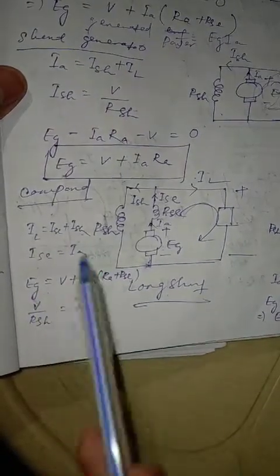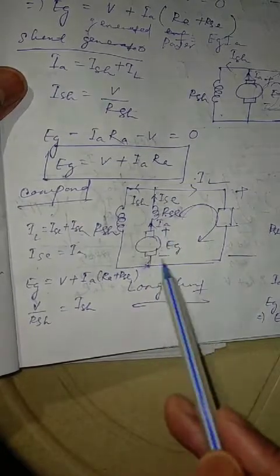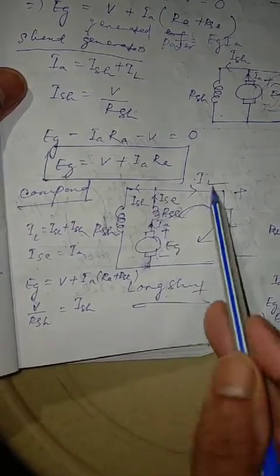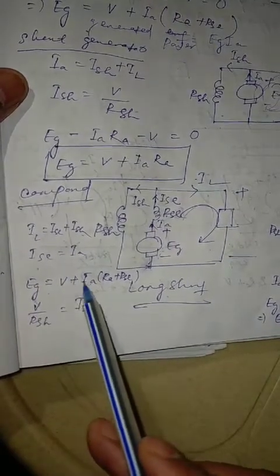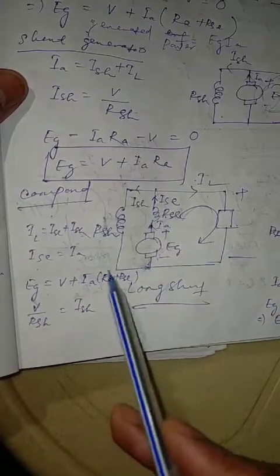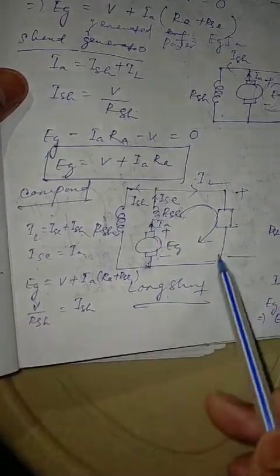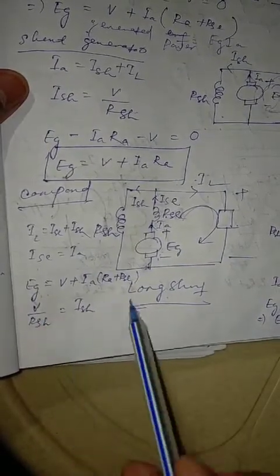Yes, apply KVL here. EG minus IARA, because this part is always EG minus IARA, minus IAC RAC, minus V equals 0. So what is the value of EG? V plus IA RA plus IAC RAC, because along with RA this one is in series. Next, suppose I want to find out the value of ISH. ISH will be V divided by RSH.